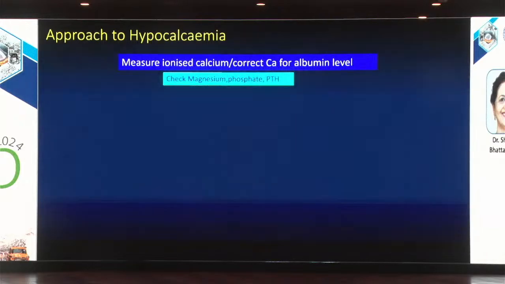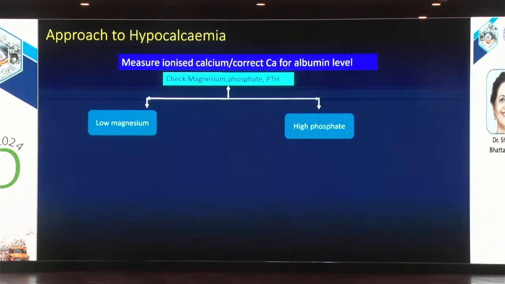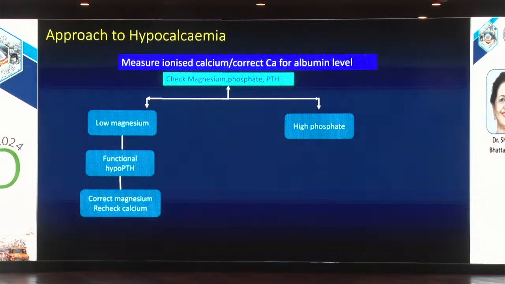Always, as we have already mentioned, do a total or ionized calcium along with albumin. Never forget to do magnesium, especially in children, and then phosphate and PTH. Why magnesium? Because if there is low magnesium, there will be resistant hypocalcemia, and low magnesium can cause functional hypoparathyroidism. So you need to correct the magnesium and recheck the calcium, and then if it is still low, you start correcting the calcium.